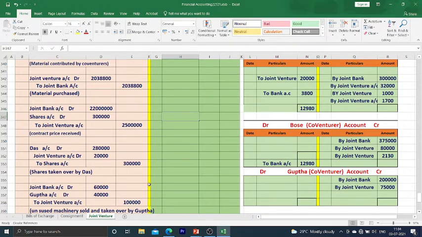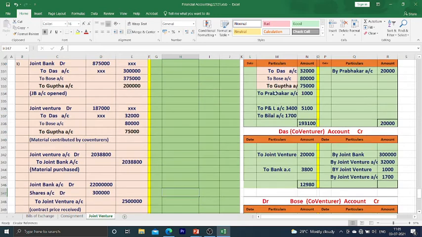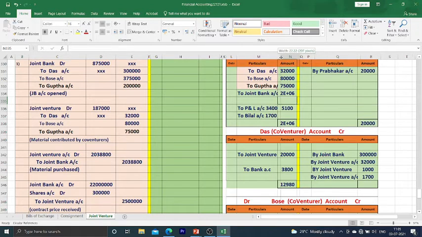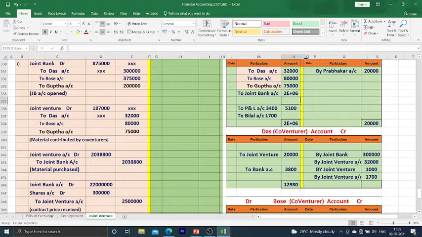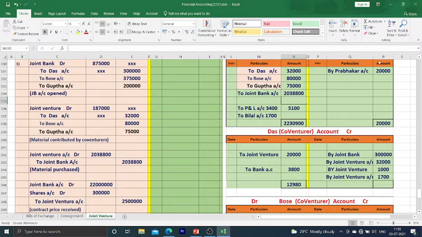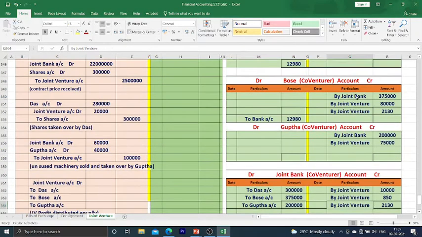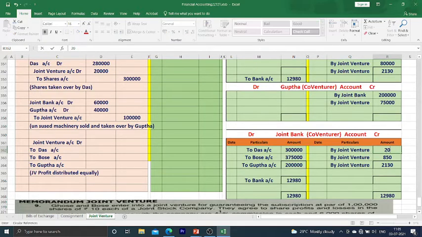Next entry, joint venture account debit to joint bank account, 23 lakhs, 20 lakhs, 38,800. Joint venture account debit to joint bank account, 1,38,800. Okay. So in joint bank, we have to write on the credit side by joint venture, 20 lakhs, 38,800.